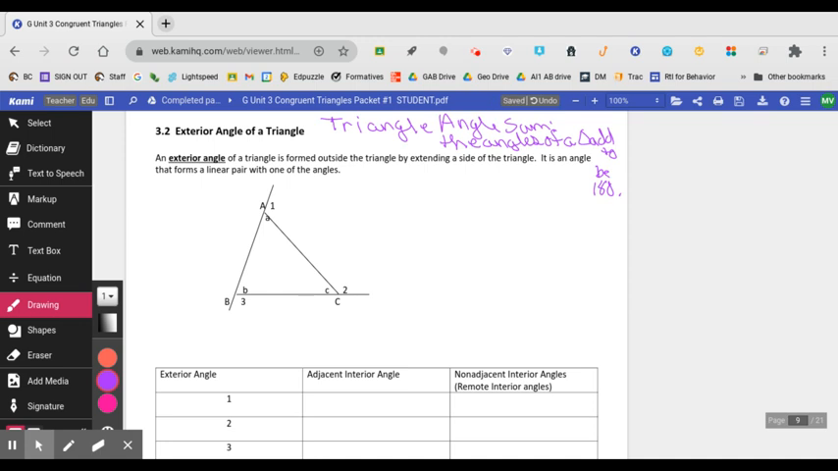Today we're going to talk about something called an exterior angle. An exterior angle of a triangle is formed on the outside by extending the side of a triangle. It's an angle that forms a linear pair with one of the angles.